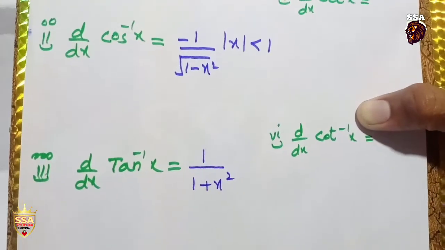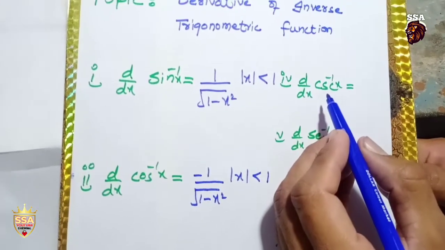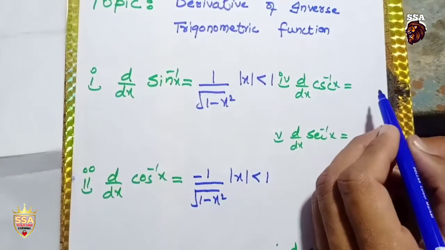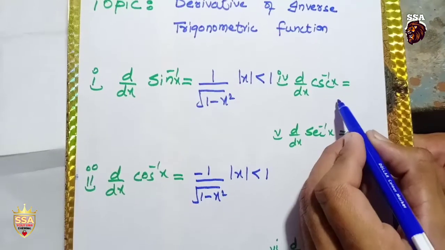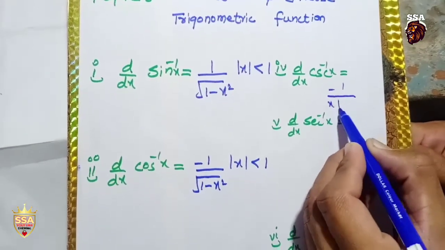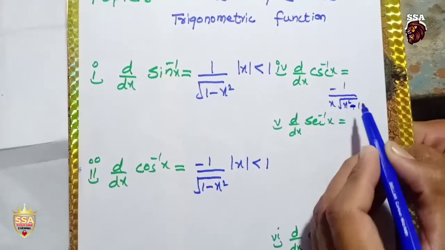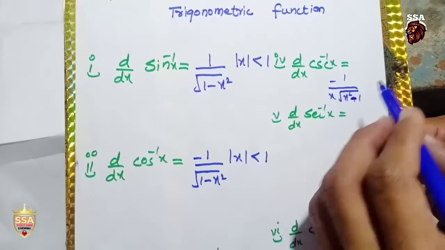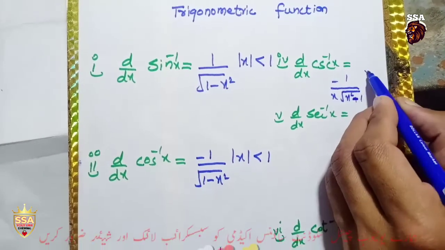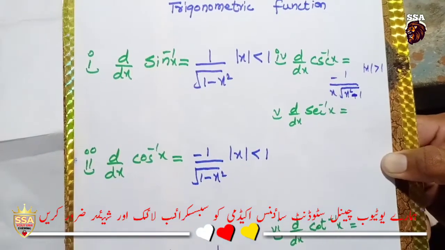And fourth is derivative of cosecant inverse x is equal to minus 1 by x square root of x square minus 1, where modulus of x is greater than 1.